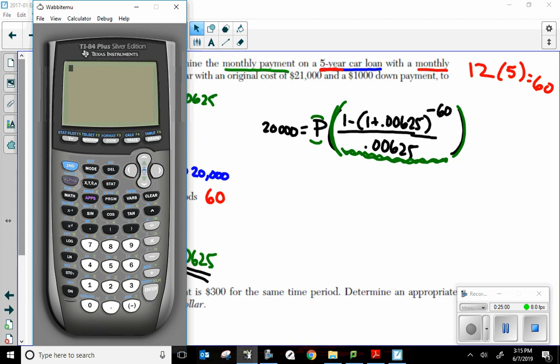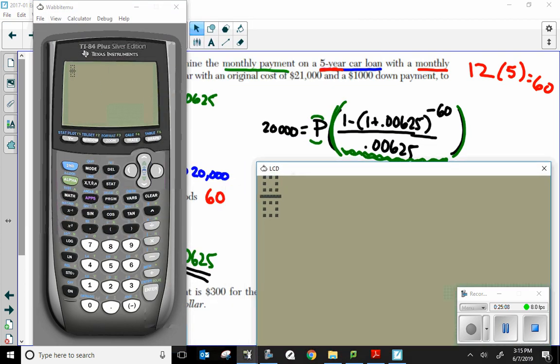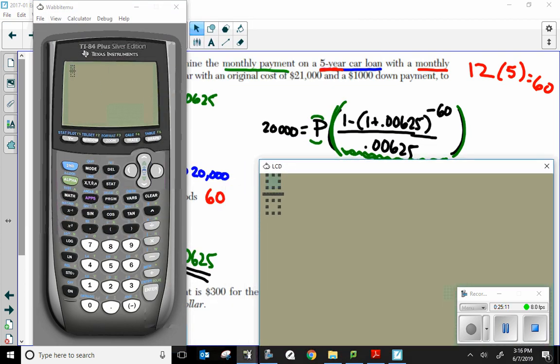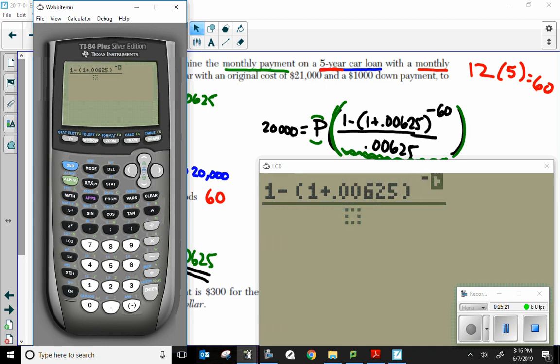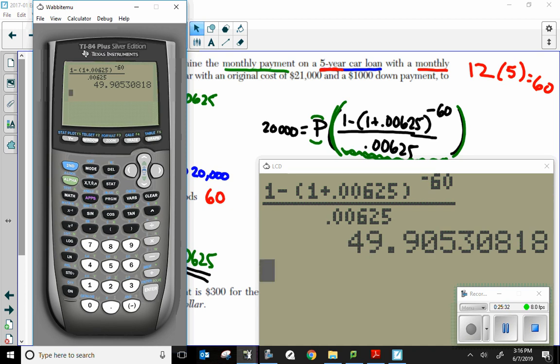Let's clear this out, let's take a fraction. Now let's do this. We don't really do this that often, but because we're going to put this fraction in the green parentheses here. And I'm going to say 1 minus parenthesis 1 plus 0.00625. Close that parenthesis out, and I got to raise that to the negative 60. Down here, 0.00625. And I hit enter. 49.905.